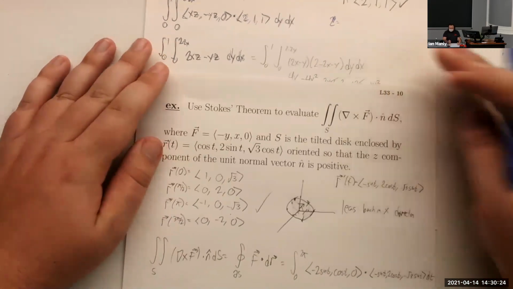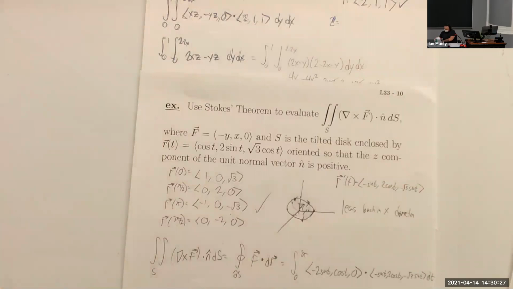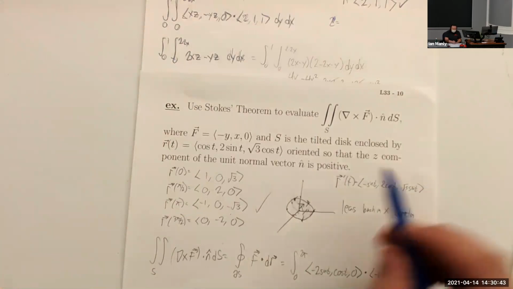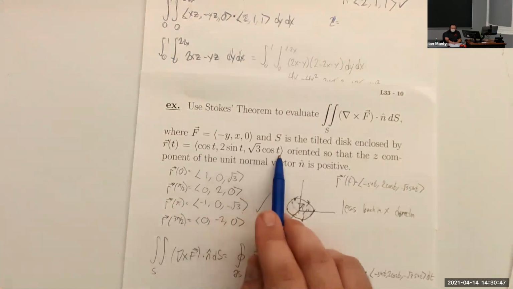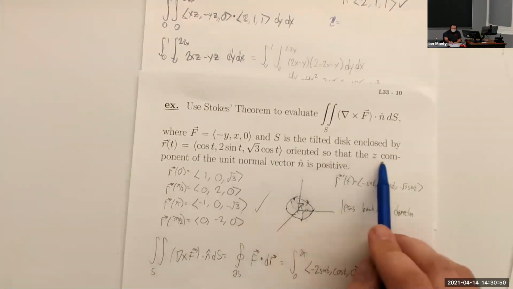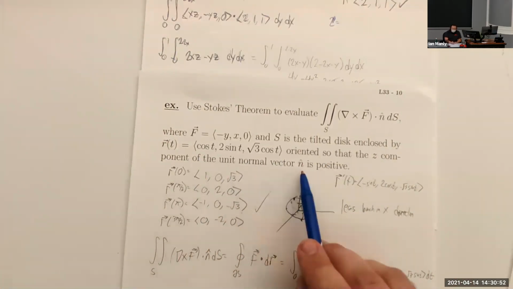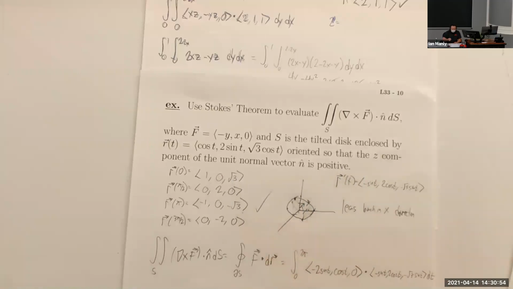All right, and then finally here, we're doing this one. Use Stokes' theorem to evaluate the double integral of the curl dot n hat, where our vector field is negative y, x, and 0, and S is the tilted disk enclosed by this curve right here. So they were kind enough to give us a parameterization right off the bat. It's oriented so that the z component of the unit normal vector n hat is positive. So we want a positive z again.